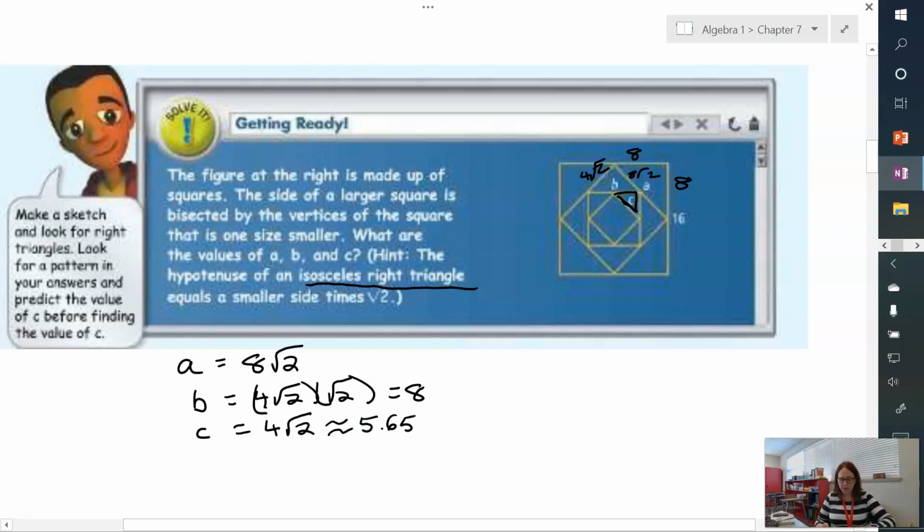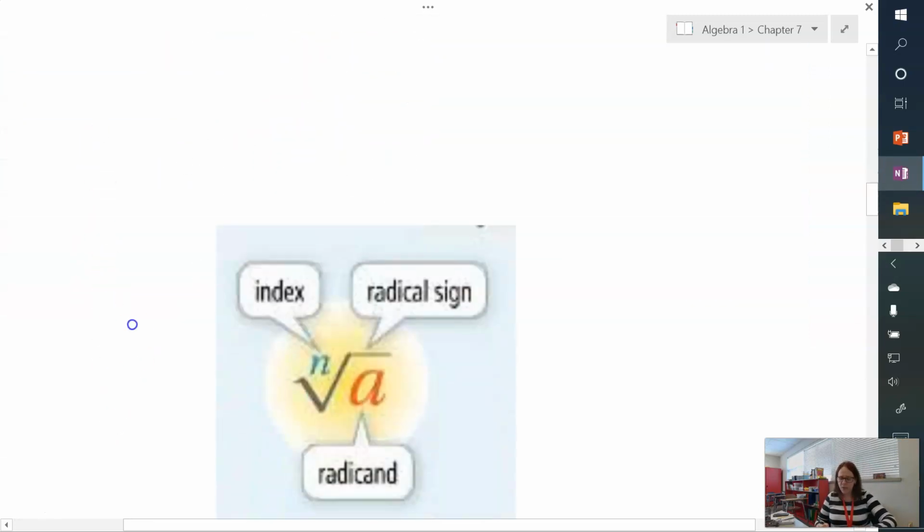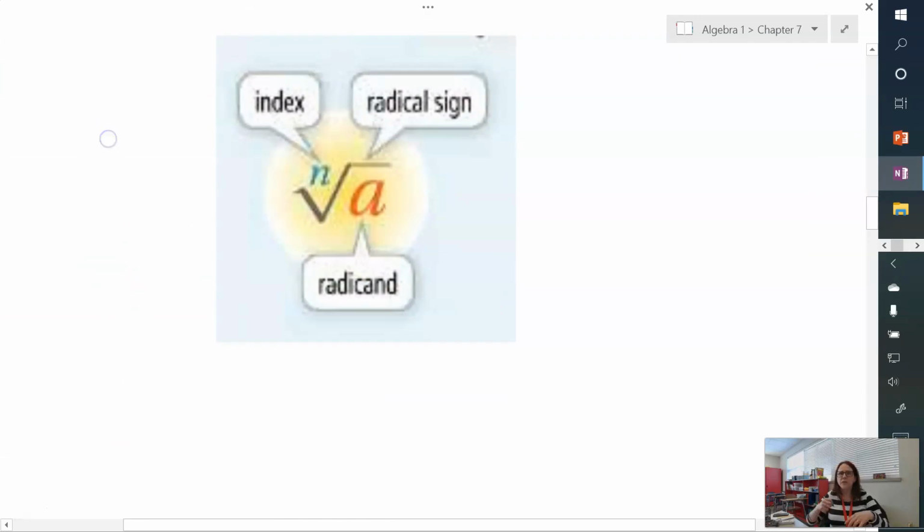Okay, so let's take a look at how we work with these radicals. First off, let's get some vocabulary. Right here is your radical sign. I will often just call it a radical. And then the number underneath the radical, the A in this picture, is the radicand. And then right in here, this little number, that's the index.